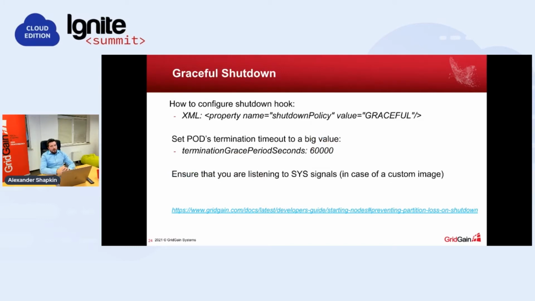Here you can see how to configure the Ignite shutdown hook. So first of all, you need to define it using the XML shutdown policy property. And do not forget to set the termination grace period to some big value. In addition, make sure that you are listening to system signals from within your pod. For official Ignite and GridGain images, that works out of the box. But that might not be true for your custom images. So if you build them manually, just test them properly.